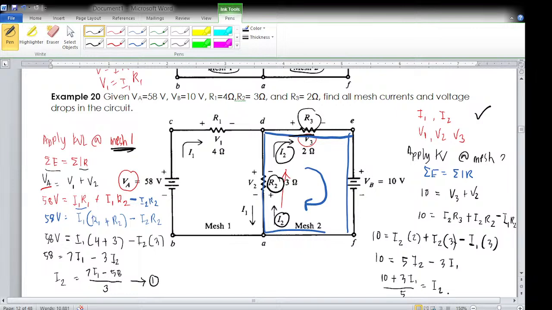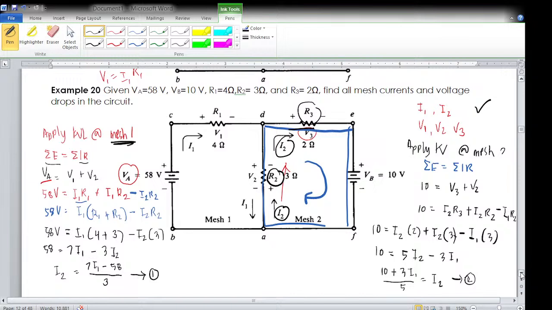Did you get how it became like that? I transposed negative 3 I sub 1 to the left side, so it became positive 3 I sub 1. And then I divided both sides by 5. Did you get it? Yes, ma'am. Okay, so this will be our equation 2. If you can observe, class, we have 2 equations and we have 2 unknowns.